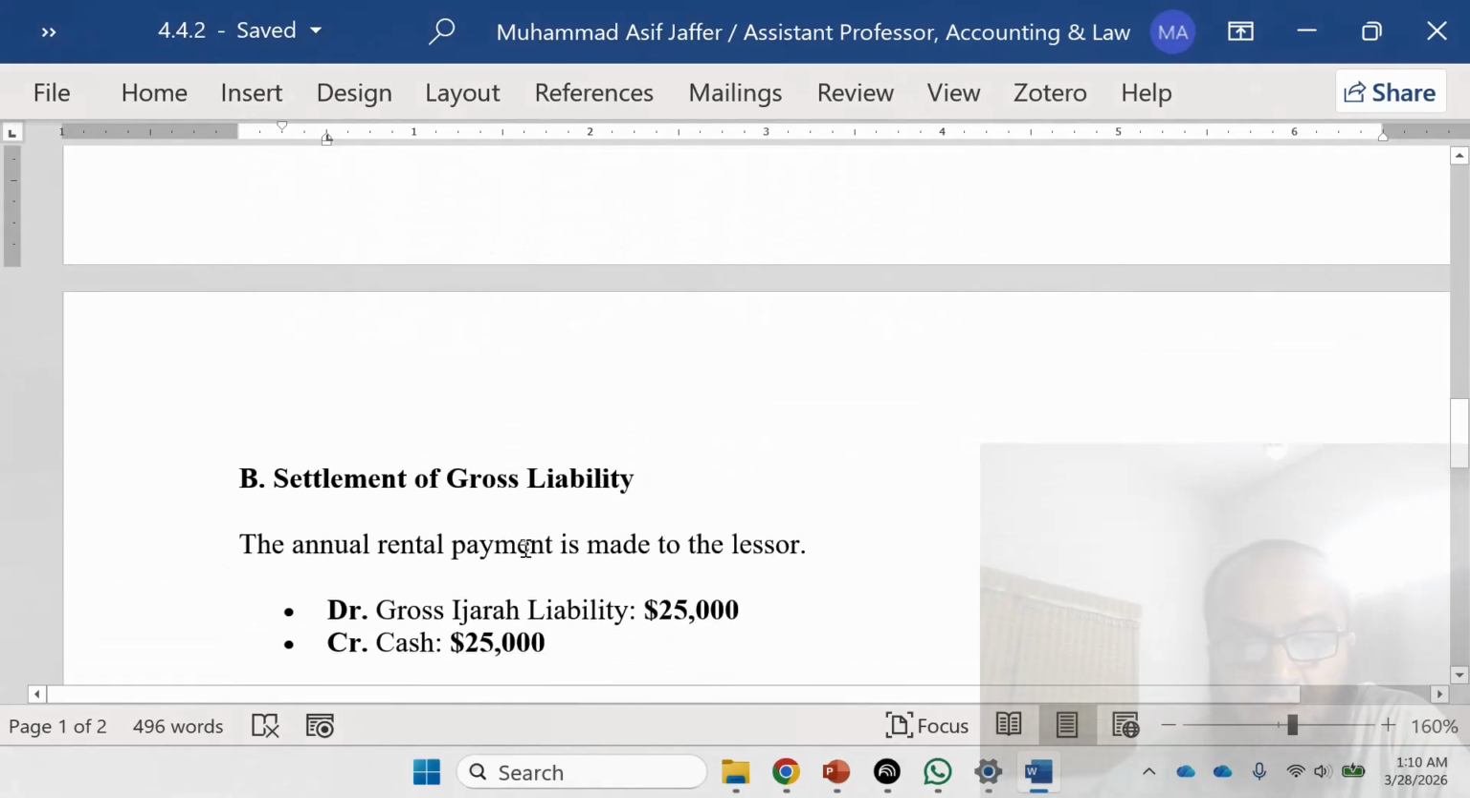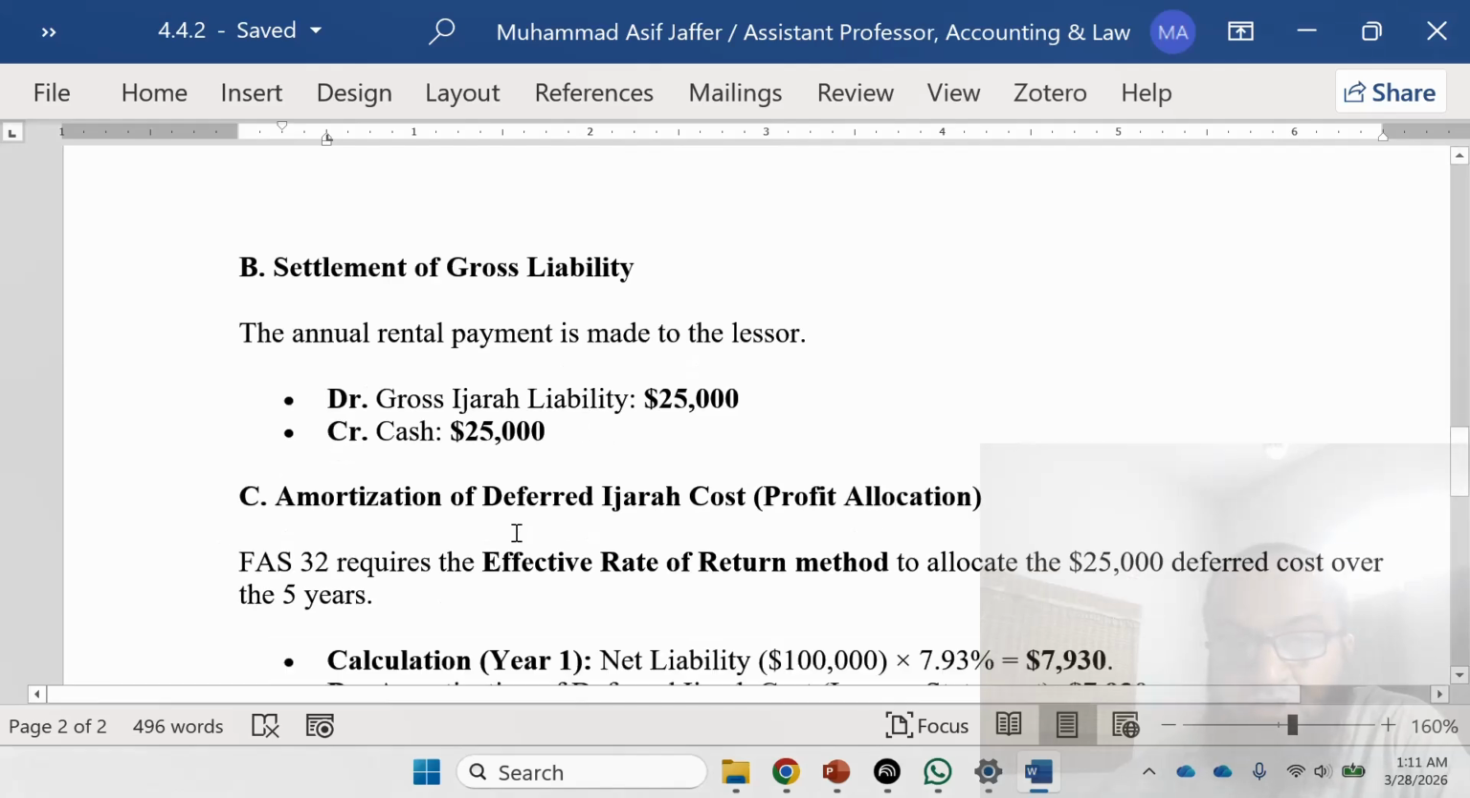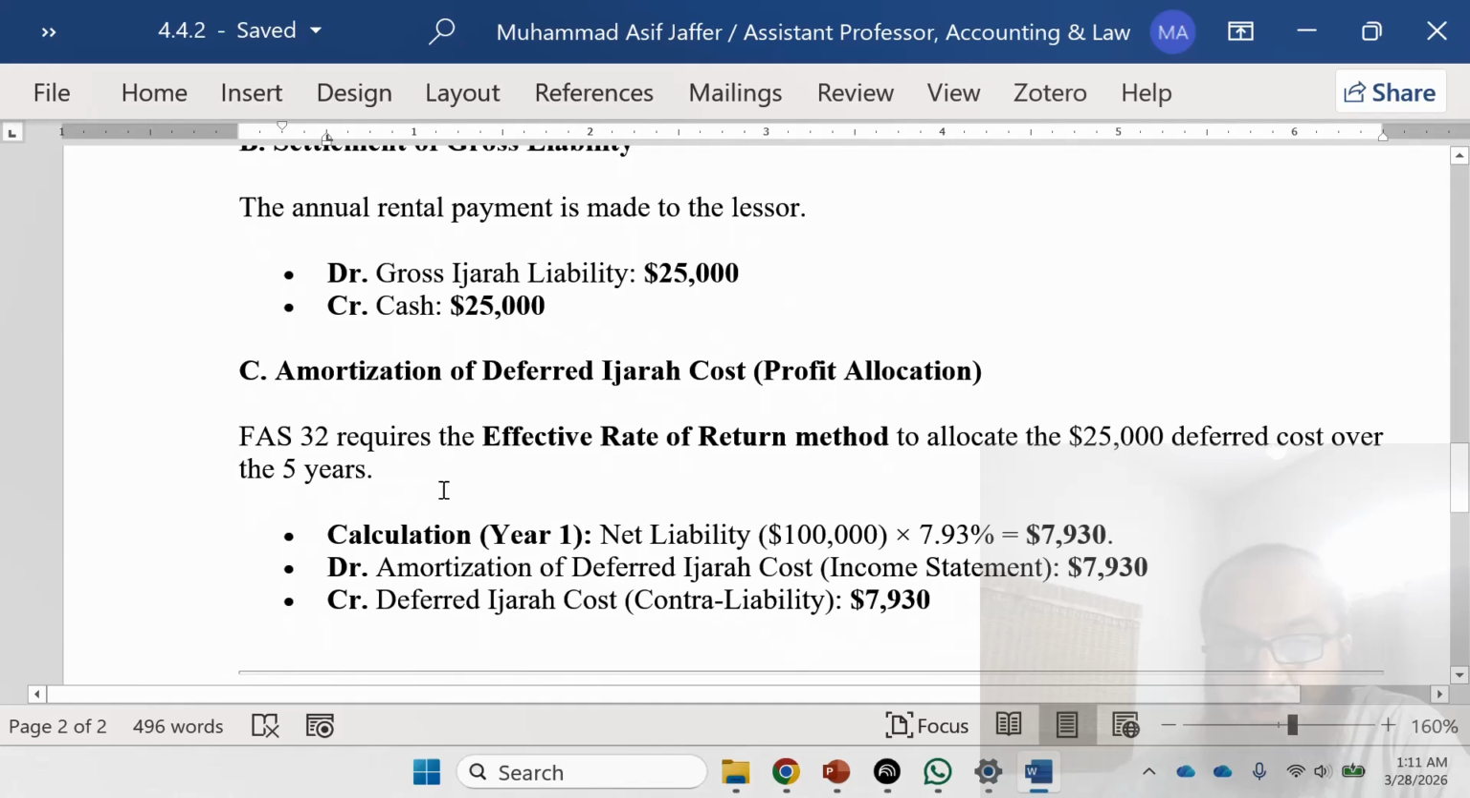So on the liability side, on the settlement of the liability, of course we pay 25,000, so gross Ijarah liability 25,000 debit and cash credit. So asset decreases, gross liability decreases, but at the same time now we also have to account for the amortization of the deferred Ijarah cost. So the deferred Ijarah cost was actually 25,000, right? So how much of the deferred Ijarah cost has to be amortized? It's not on a straight line basis. It is to be on the effective profit rate or effective interest rate basis.